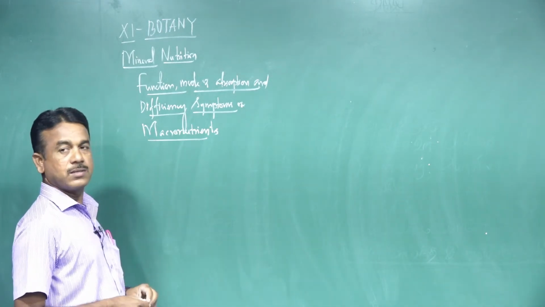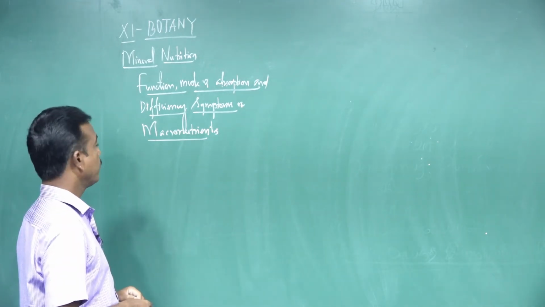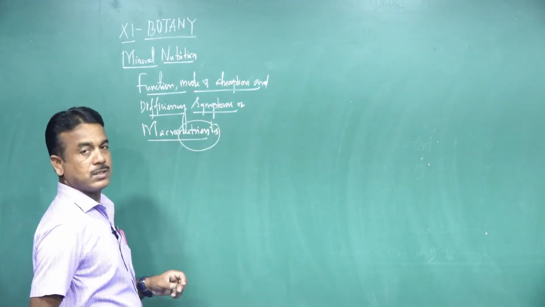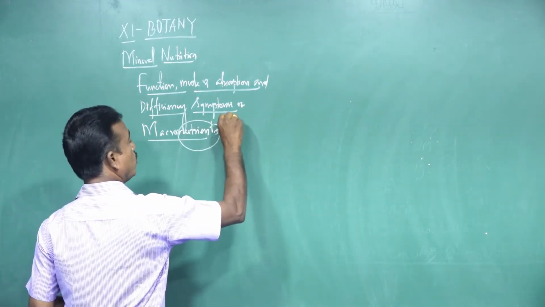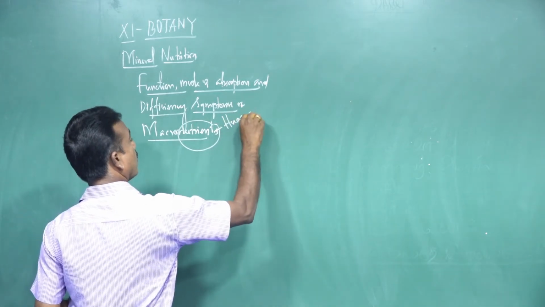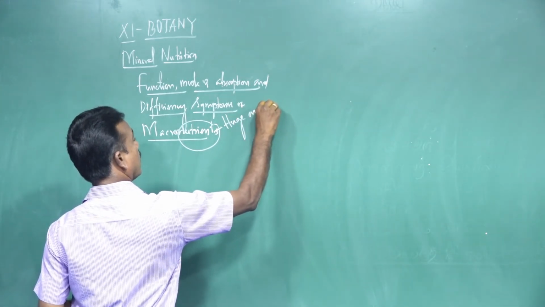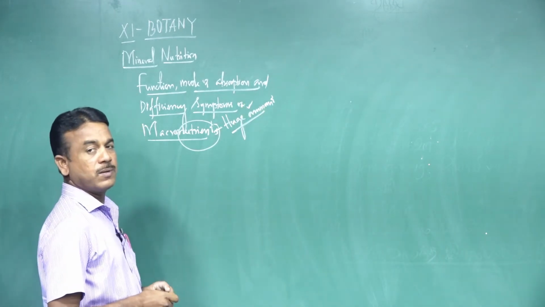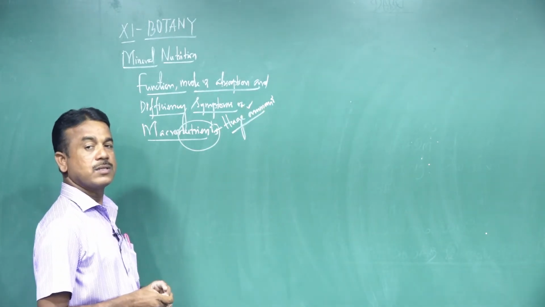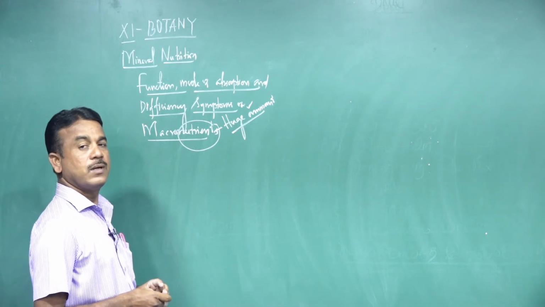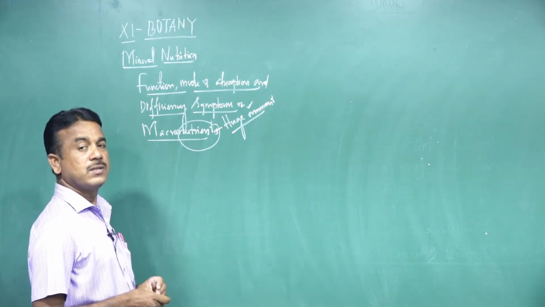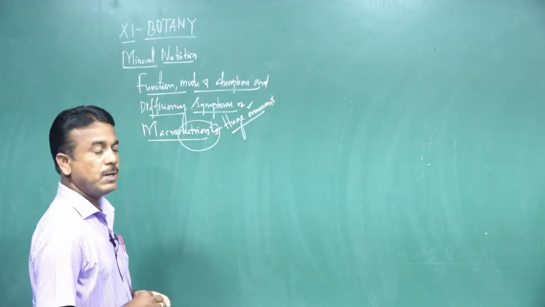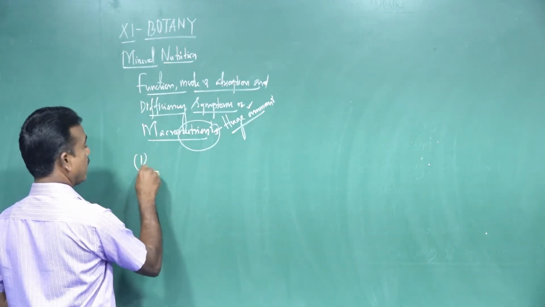What is commonly called macronutrients? That means the nutrients that are required in huge amounts. Due to the requirement of huge amounts, these nutrients are commonly called macronutrients. Among the macronutrients, some of them we discuss now. The first one is nitrogen.